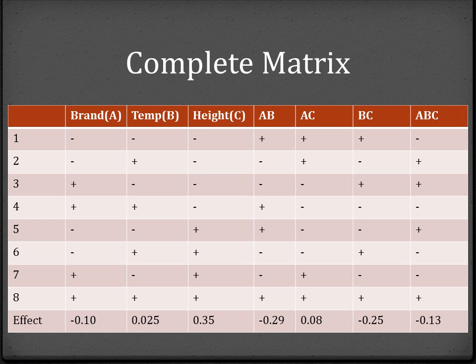This is our complete matrix. As you can see, we have the way we did our experiment, and under our A, B, A, C, B, C columns, you can see a positive interaction between brand and temperature, the same with temperature and height, and as well with temperature and brand.